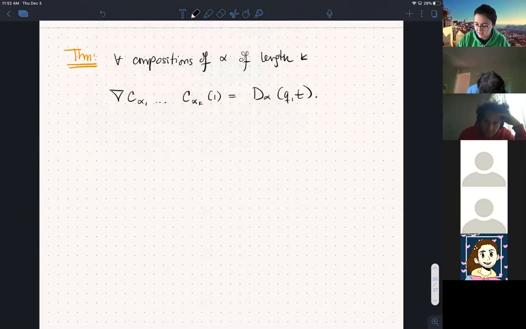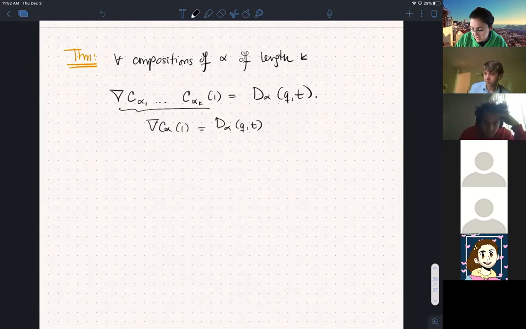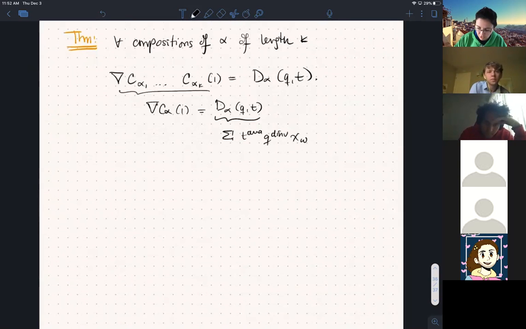So theorem, and this is really the content of the shuffle conjecture: for all compositions alpha, nabla of C alpha, right? That's what this is saying. This is just nabla of C alpha acting on 1 is really equal to this D alpha QT, because this is essentially the content of the compositional shuffle conjecture. Remember that this side is supposed to be T to the area, Q to the dinv of chi W by definition, or bounce and inv if you like that. So why is this true? Proof.